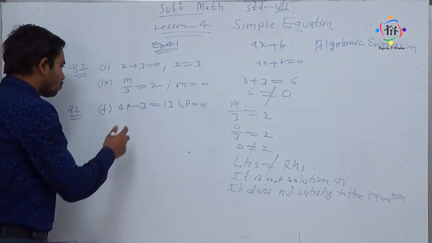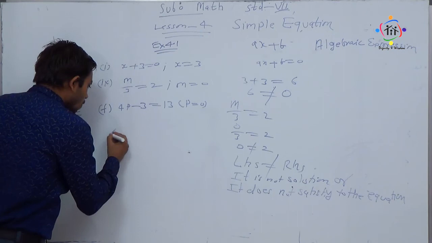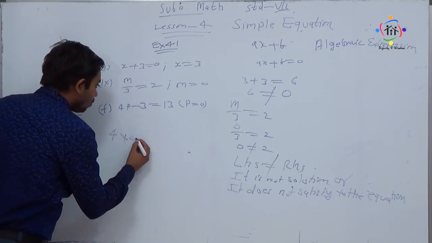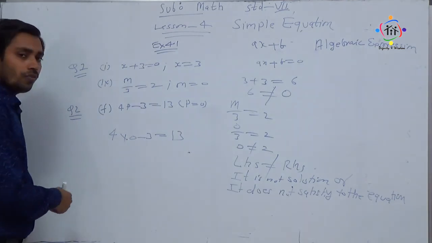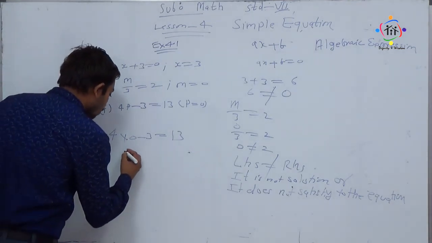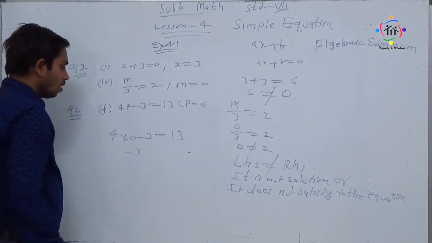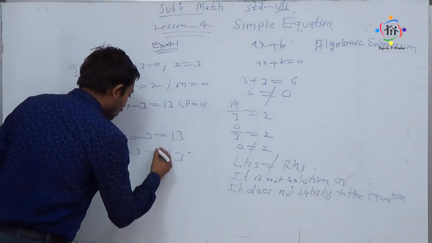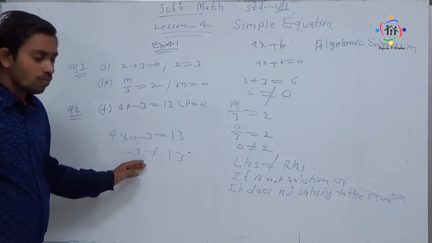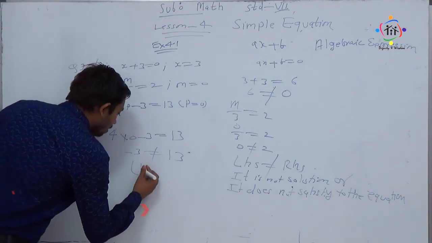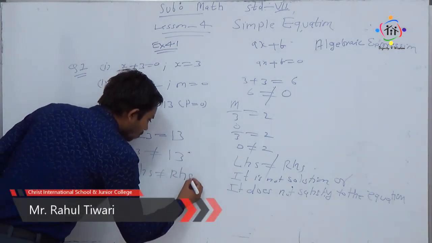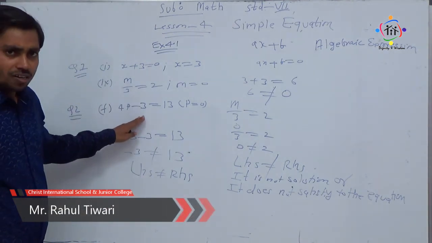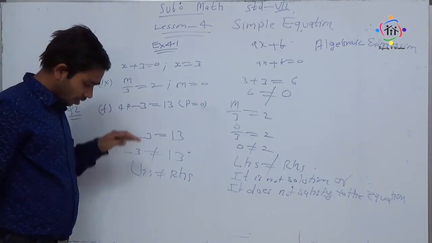So let us put p is equal to 0, my dear students. 4 into p, given as 0, minus 3 is equal to 13. So 4 into 0 will be 0 only, my dear students. 0 minus 3 will be minus 3 is equal to 13. Here also we are not getting LHS equal to RHS. So LHS is not equal to RHS and therefore it is not a solution of the given equation.